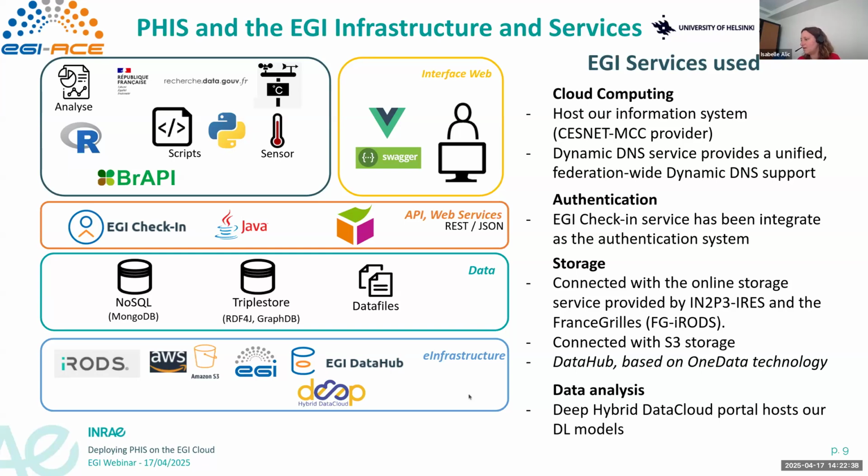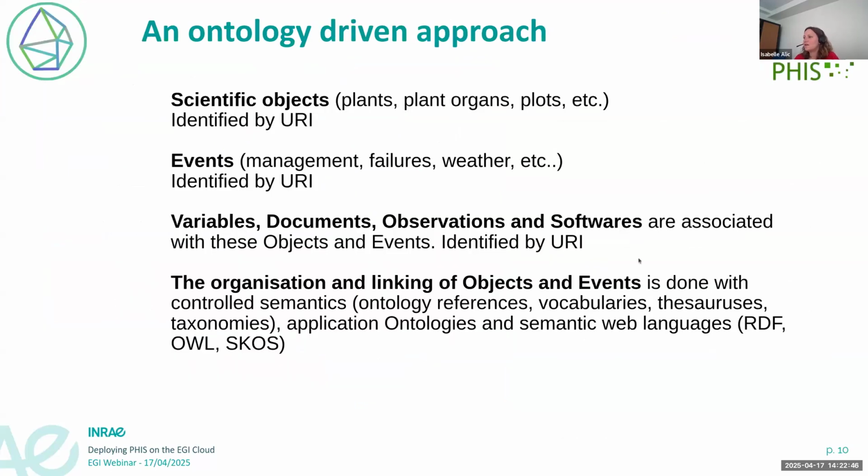And the data of the deep learning models can be sent to PHIS and declared and described in PHIS. So we call PHIS an ontology-driven system. So what does this mean? This means that we have an ontology inside the application, inside the database.